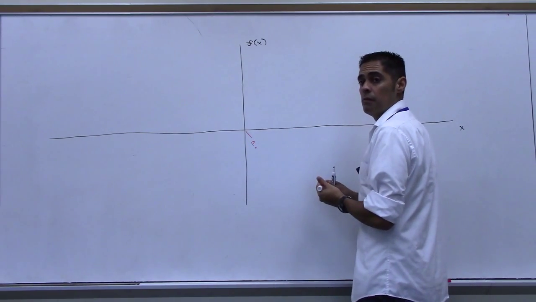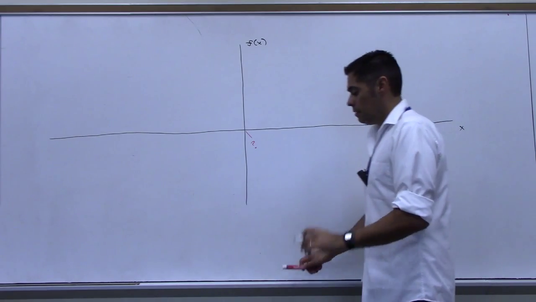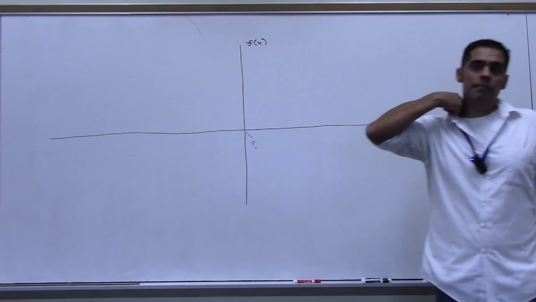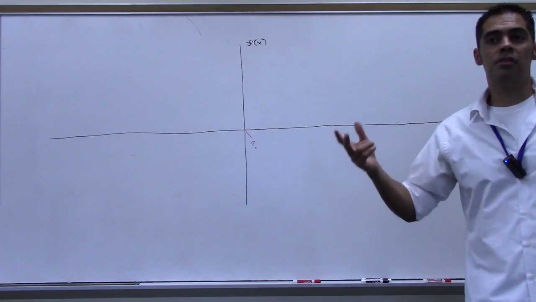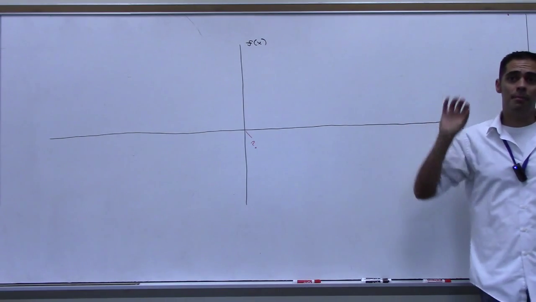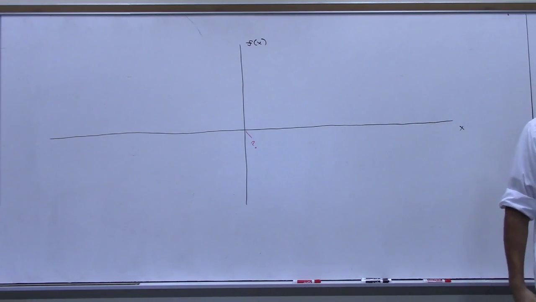Yes? Wouldn't you plug 0 into the whole original function to find the y-intercept? But you can't, because if you plug 0 into the original function, you get 0 on top and 0 on the bottom, and you get division by 0. So that's why that creates an issue. Does that make sense?